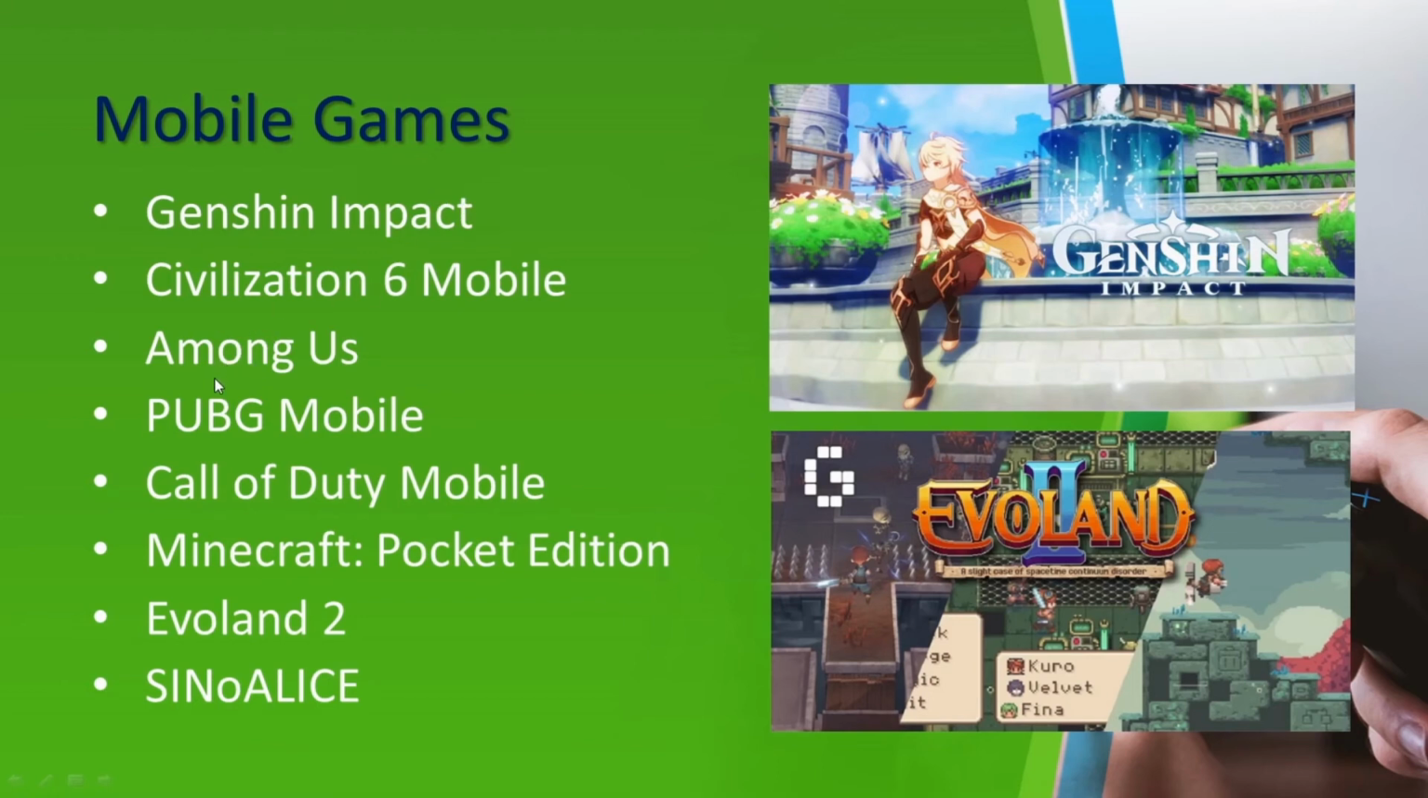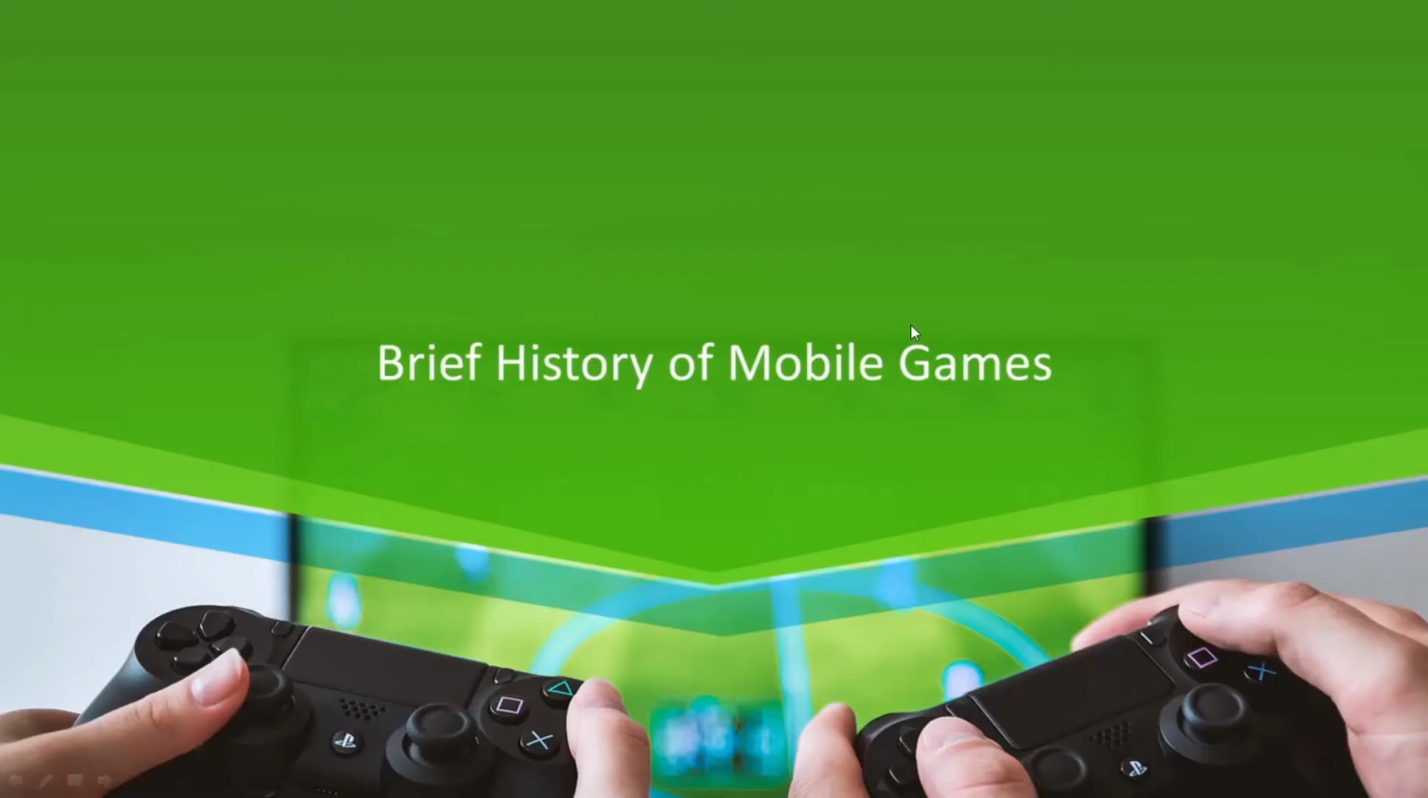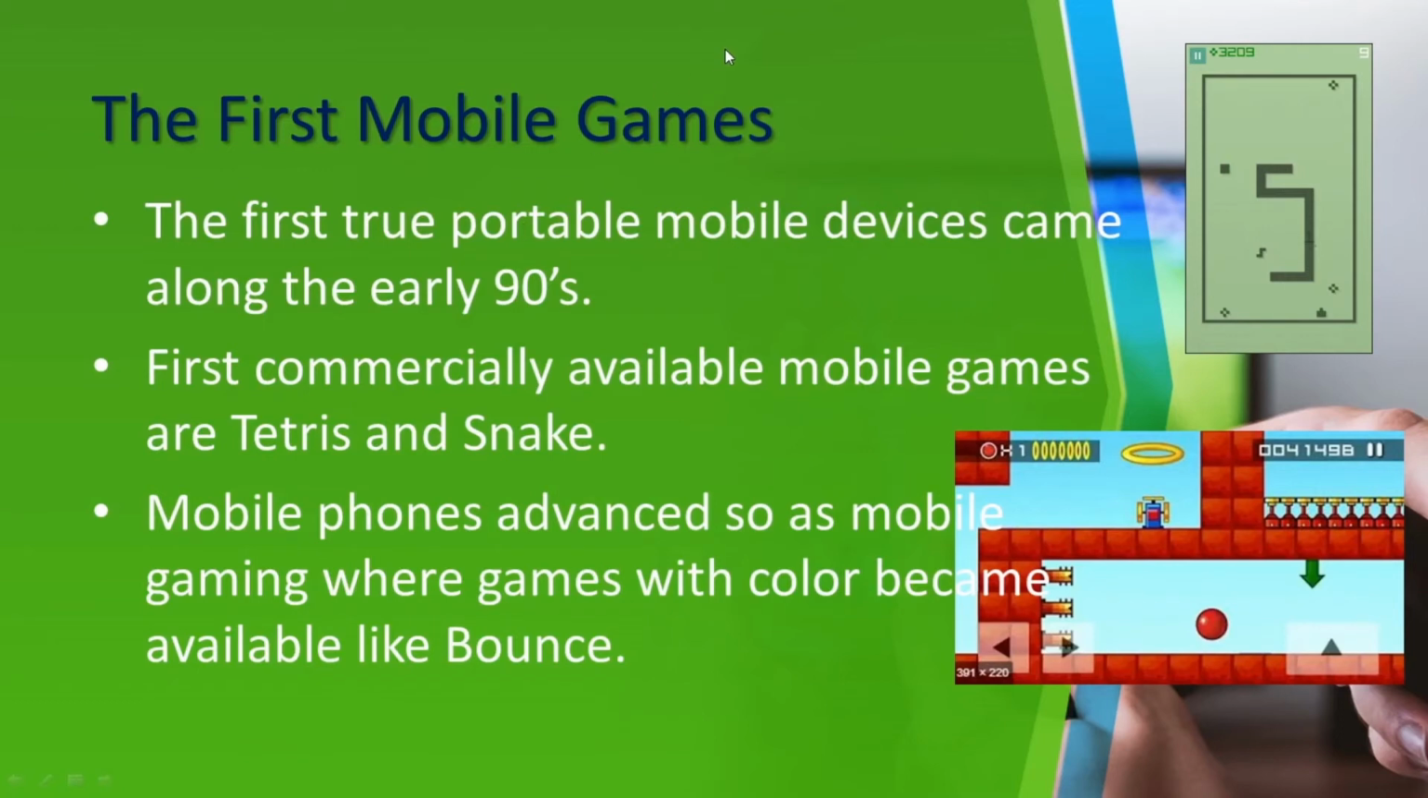You can play this using a personal computer, or you can play this using a mobile phone. So a brief history of mobile games. The first true portable mobile device came along in the early 90s. The first commercially available mobile games were Tetris and Snake.